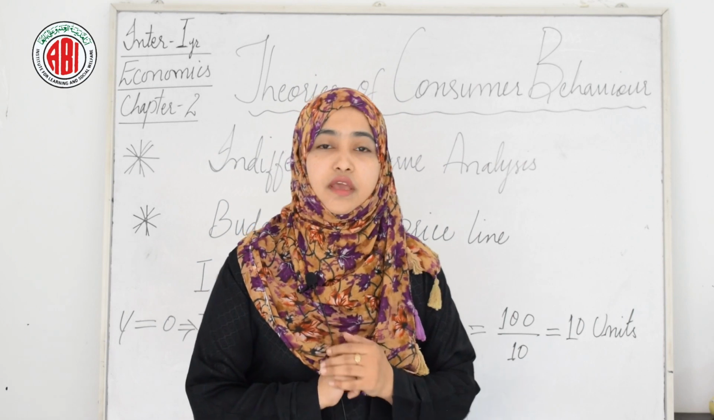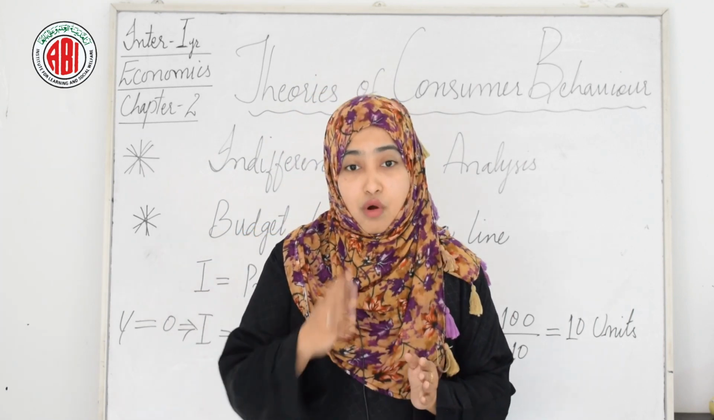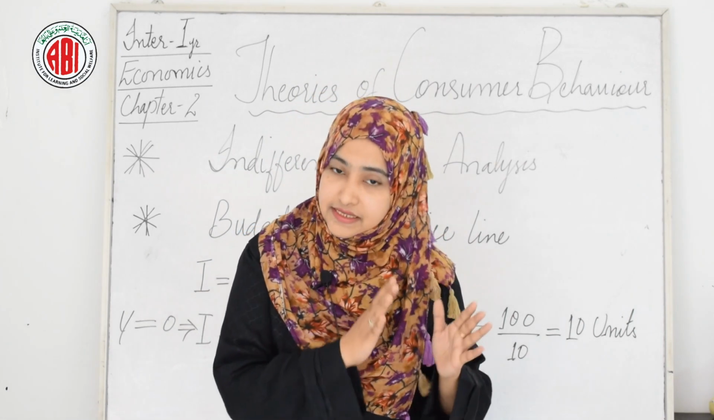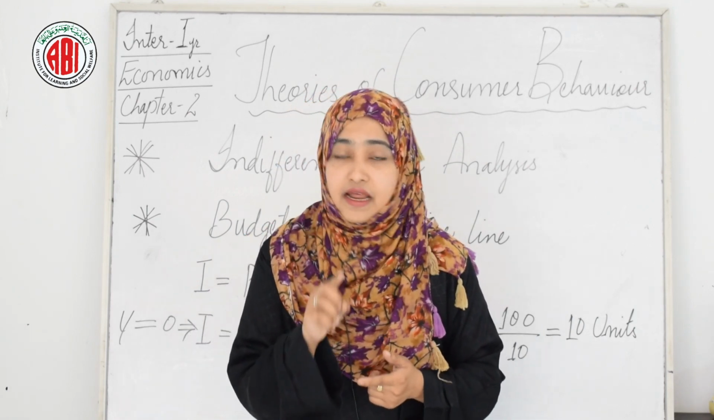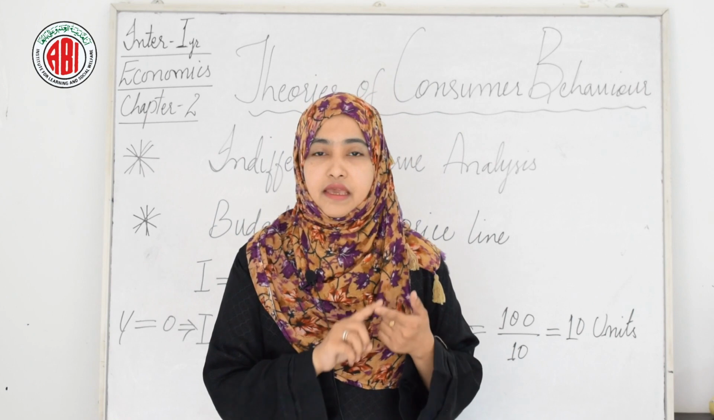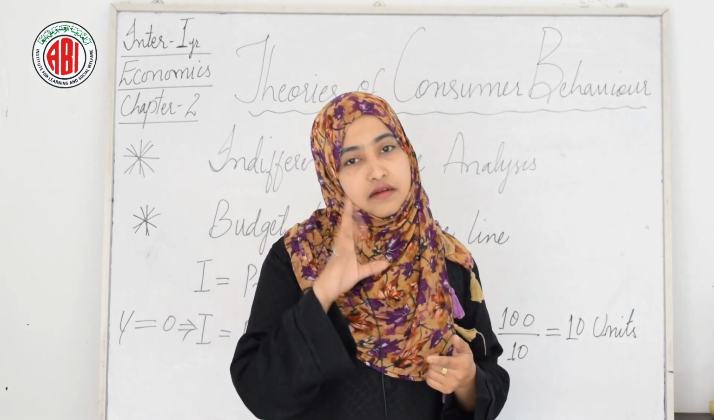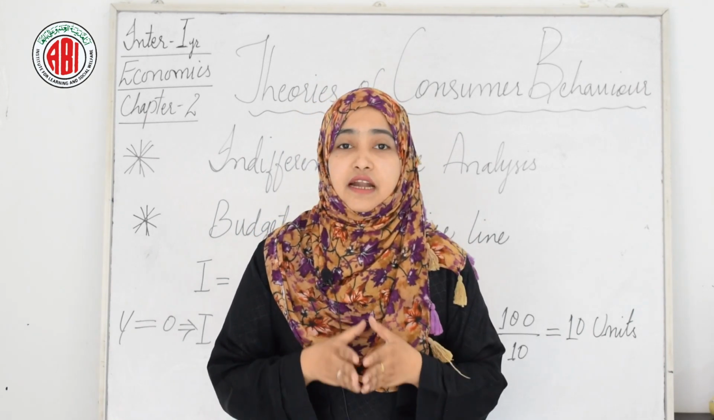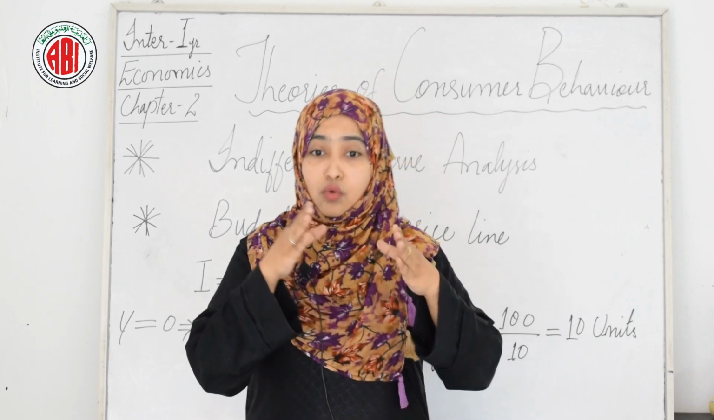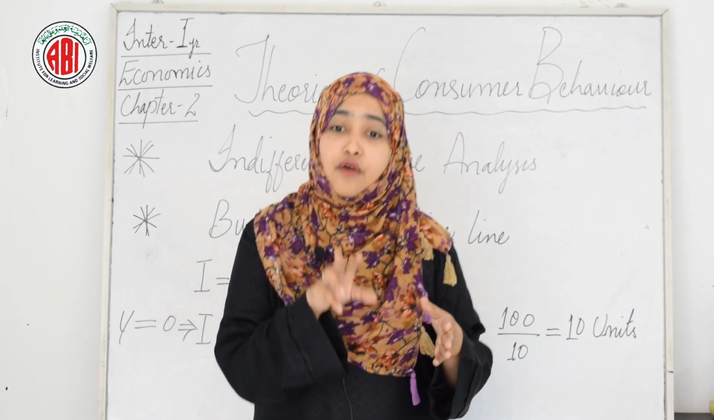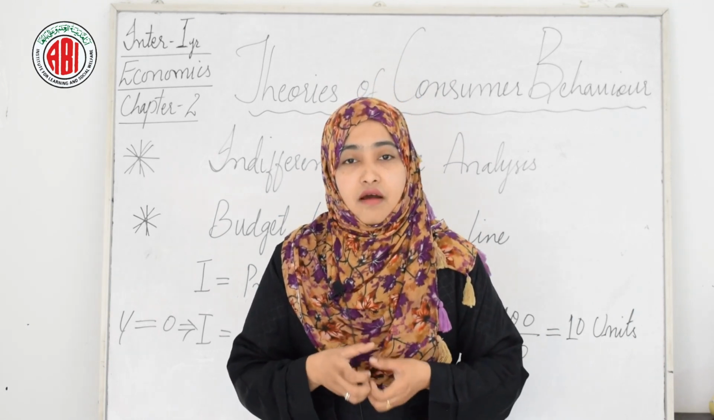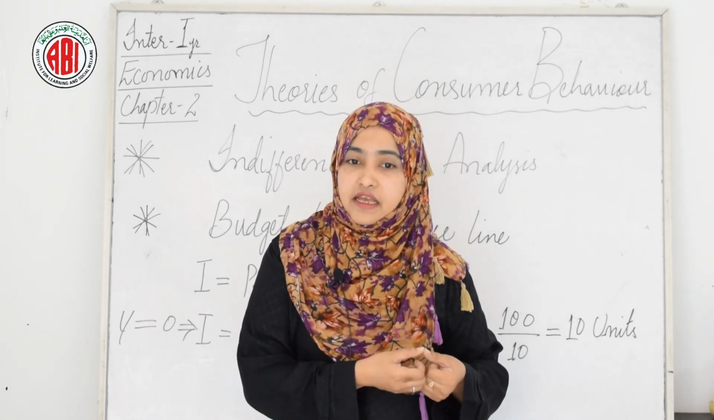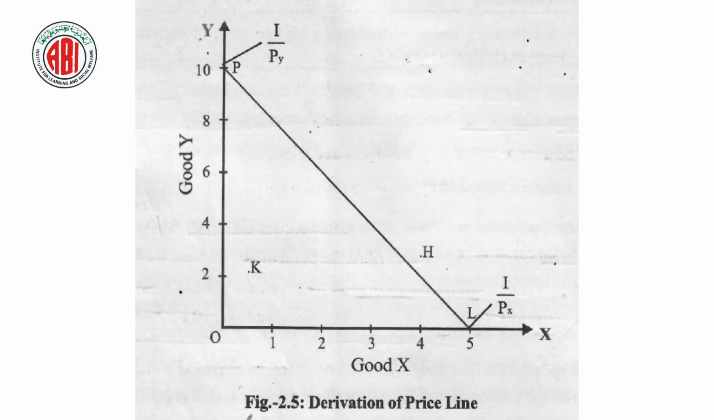Get it? But if the consumer wants to have both X and Y, then he will be on the price line at points other than P and L of this diagram. A budget line shows all those combinations of two goods which the consumer can buy with the given money or income at their given prices. See this derivation of the price line.